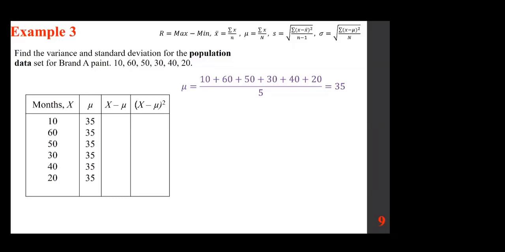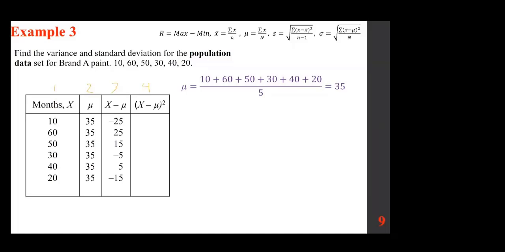So let's calculate x minus mu. The first one would be 10 minus 35. The next one would be 60 minus 35. And the next one would be 50 minus 35. And here's the column, which is the third column. Now, the fourth column will square the third column. So negative 25 squared, 625.